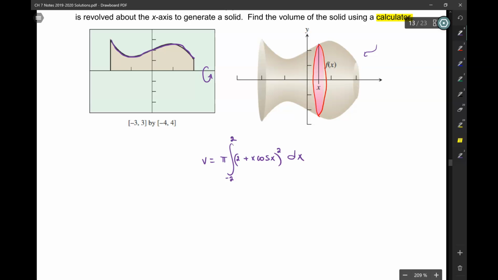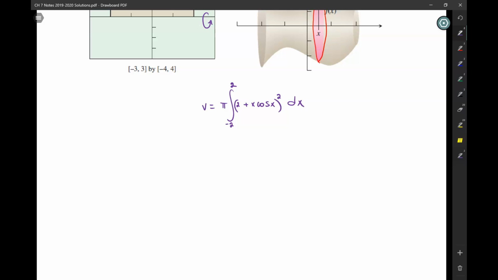Okay, common issues, problems, mistakes. People will forget the pi in the formula, or you put it here, and then when you put it in your calculator, you forget to put the pi. All right? So once you put this in the calculator, the volume is 52.4288.